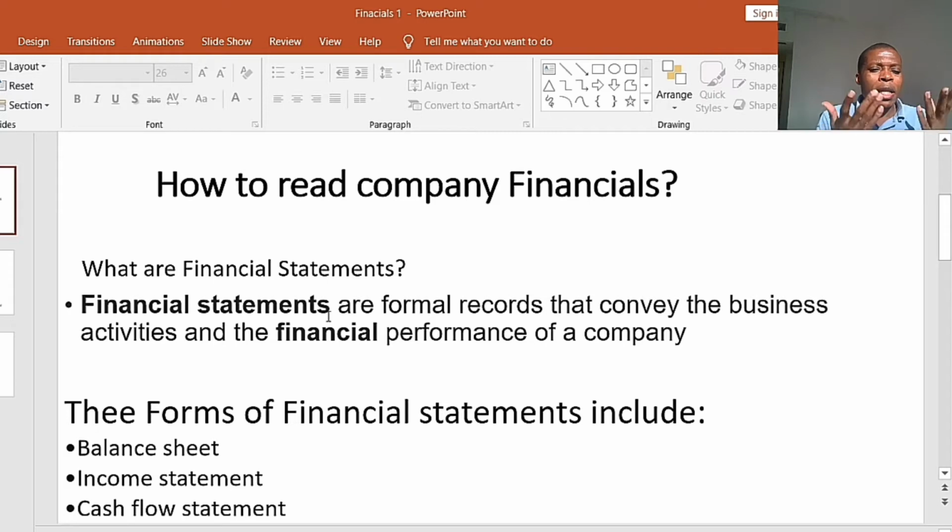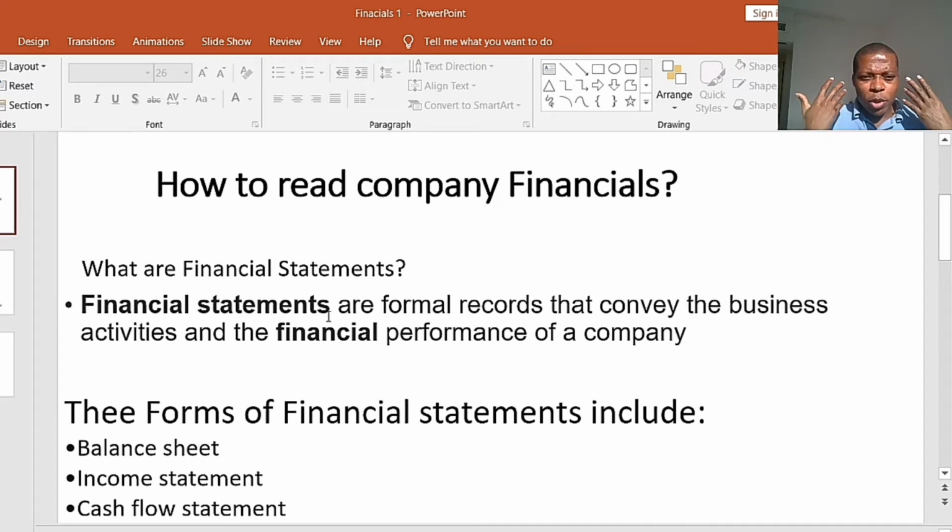Number three is the cash flow. Cash flow mainly involves two things. Number one is the income generating activities of the company, or the inflows of incoming income for the company. Second is the outflow, or the outgoing, or how the company spends money. So that's basically the three types of financial statements that you should look for.